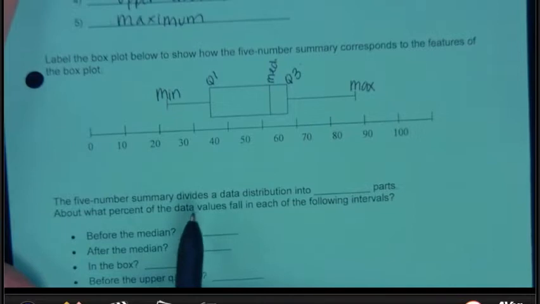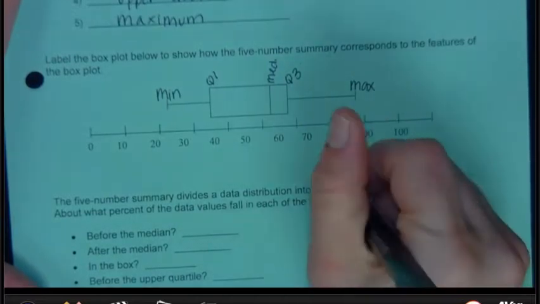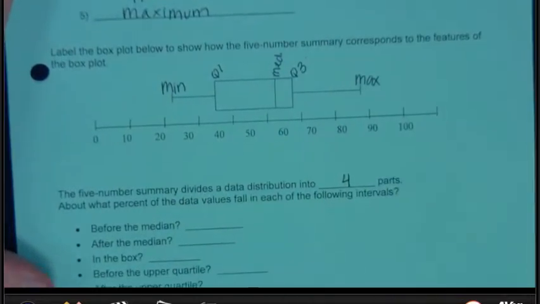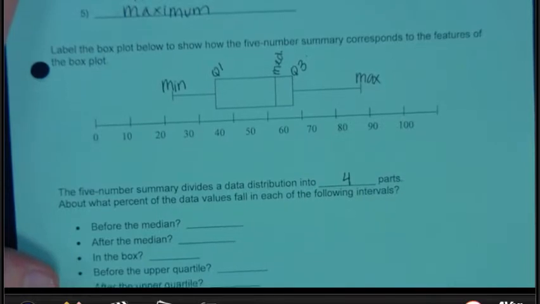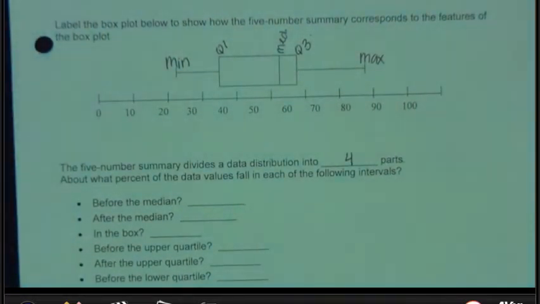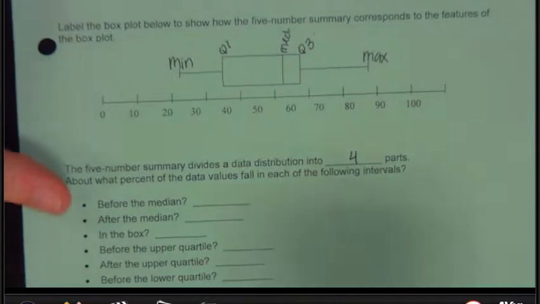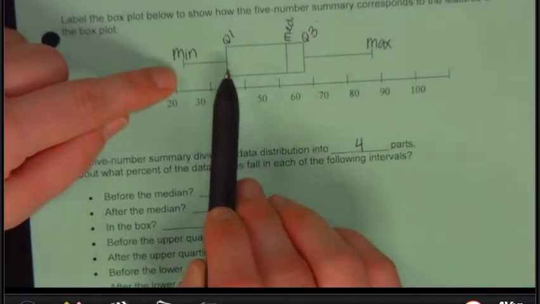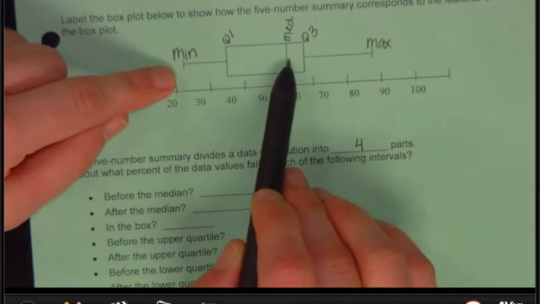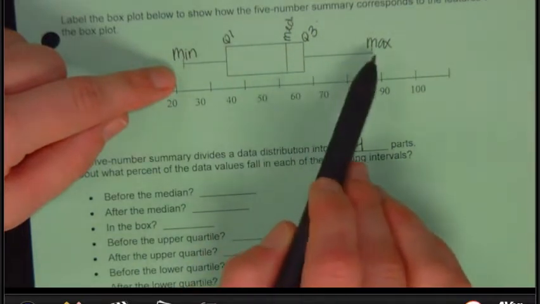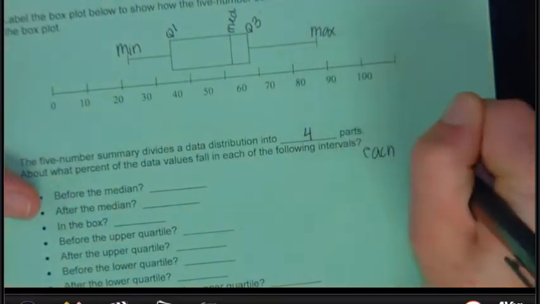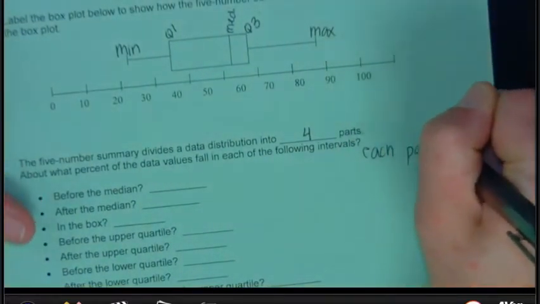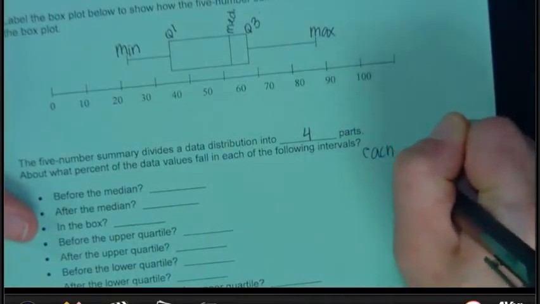Okay. The 5-number summary divides a data distribution into 4 parts. About what percent of the data values fall into each of the following intervals. Okay. Well, from here to here is 25%. From here to here is 25%. Here to here is 25, and Q3 to maximum is 25%. So each part is 25%.